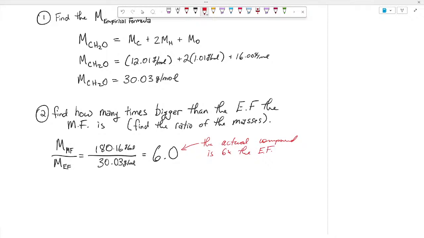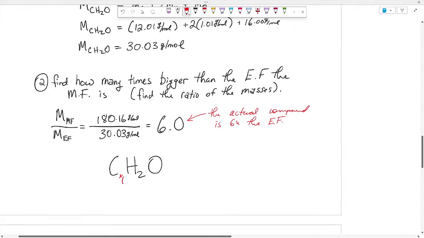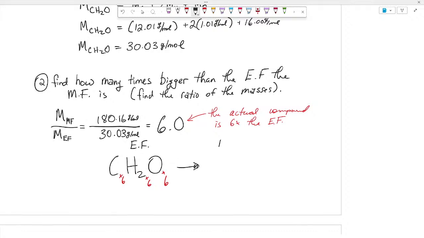Does that make sense? So then we can say, okay, well, it's CH2O, but we're doing what with all those numbers? We're multiplying them all by 6, which gives us, so that's the empirical formula, and the molecular formula then would be C6H12O6. 6 times 2 is 12, 1 times 6 is obviously 6. Now, you probably knew that that was the formula of glucose, right? Because we teach that in biology class. But if you didn't know that, we just figured it out.